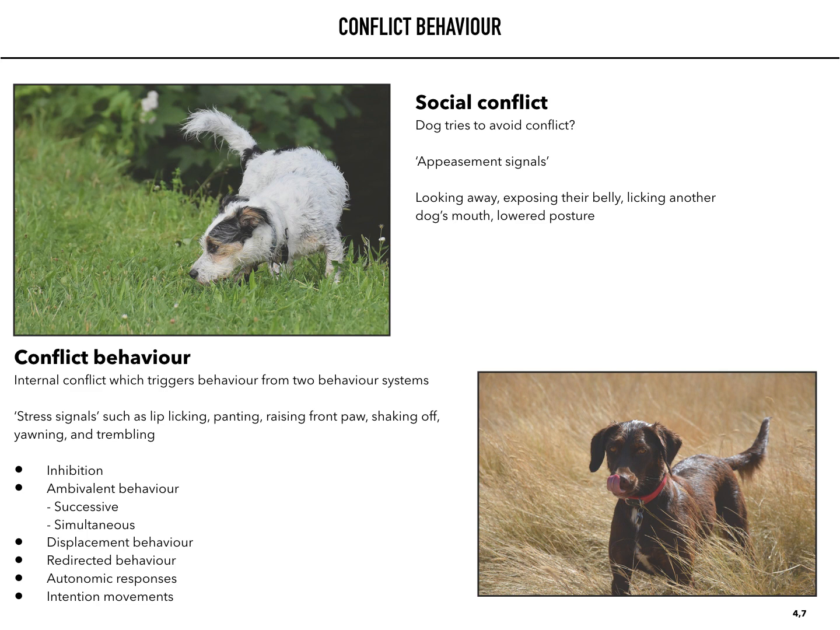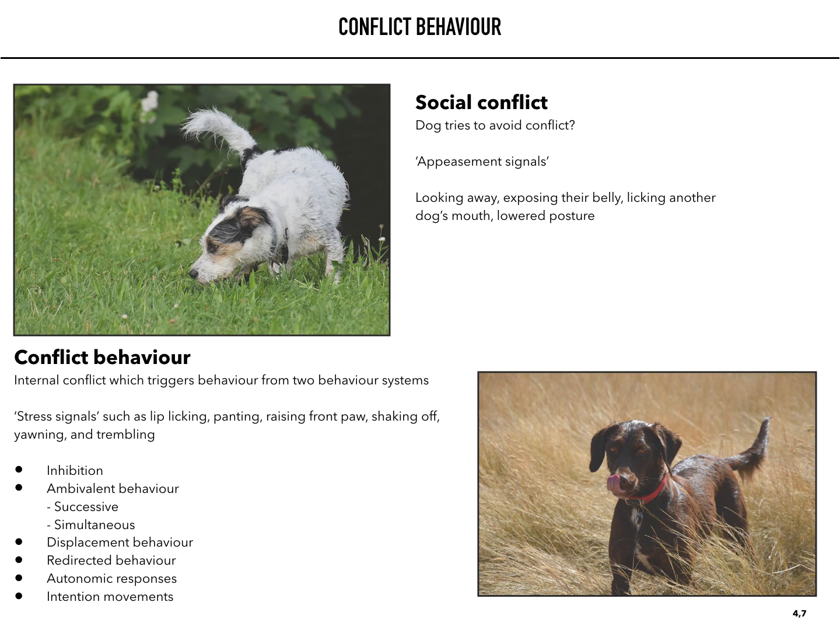Potential social conflict or threat can lead to active and passive appeasement behavior, such as a lowered posture, licking the mouth of another dog, or turning away from the other dog. These are used to appease conflict. These behavior acts are sometimes called calming signals or appeasement signals.